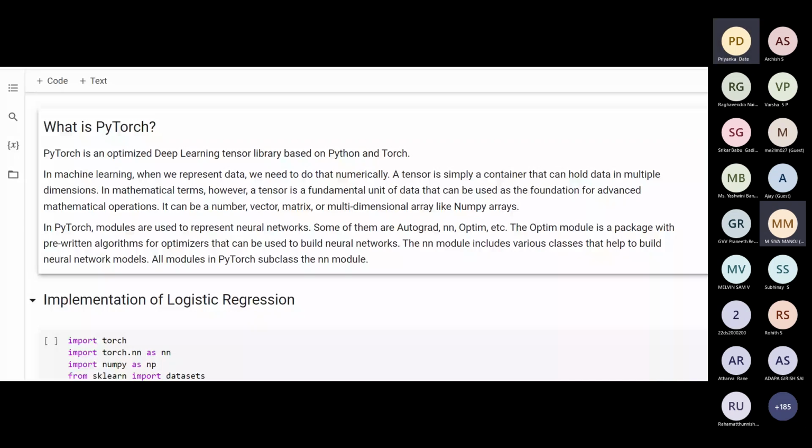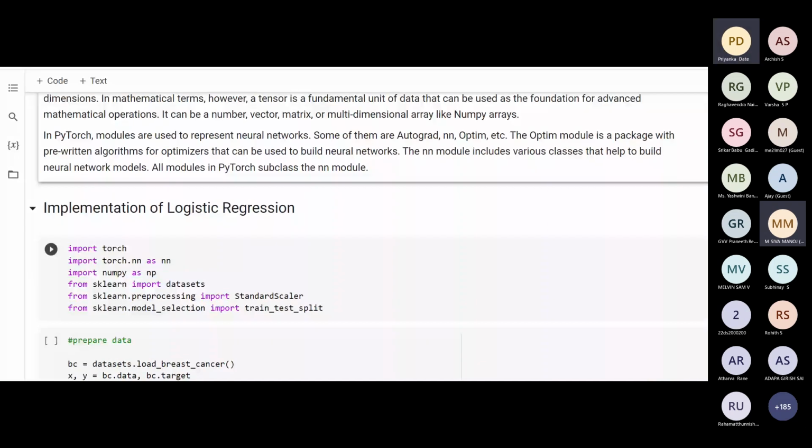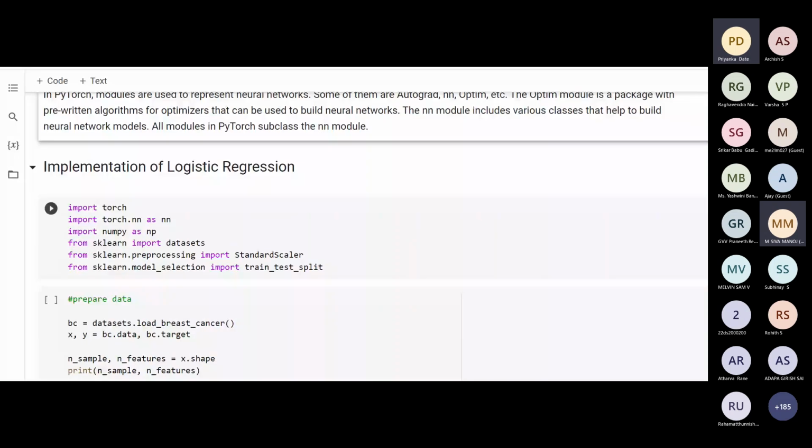Moving on to the actual implementation of logistic regression. The steps used in this implementation are that we're going to prepare our data, then create a model, then generate loss functions and optimizers, and then accordingly train our model in 3 steps, that is a forward pass, a backward pass, and then update our weights and parameters.